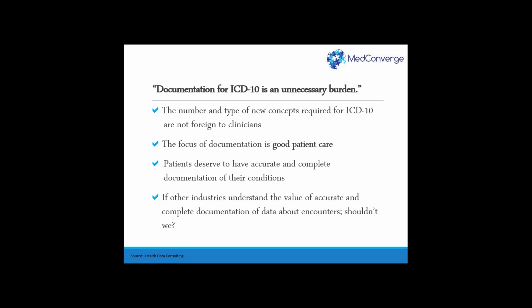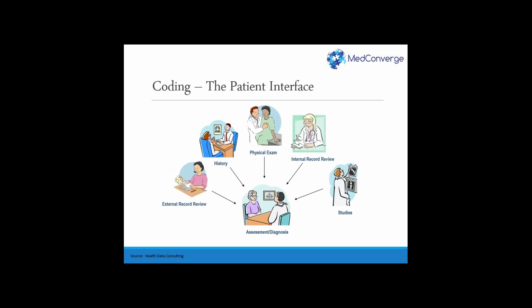Now, I thought it would be a good idea just for you to get a sense of where this entire coding thing figures in your patient interface. So this is how it is, right? So patient comes in, they do an external record review, whatever records the patient has brought in. You take your history, you do the physical exam, you do the internal record review, you order some studies, and then you reach your assessment and diagnosis, right?